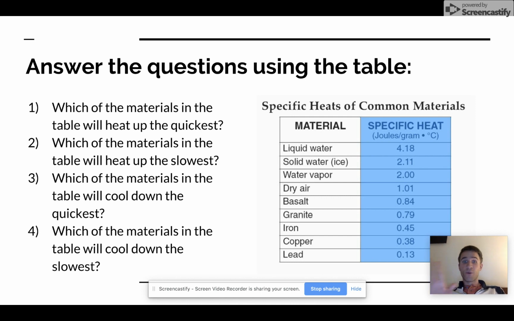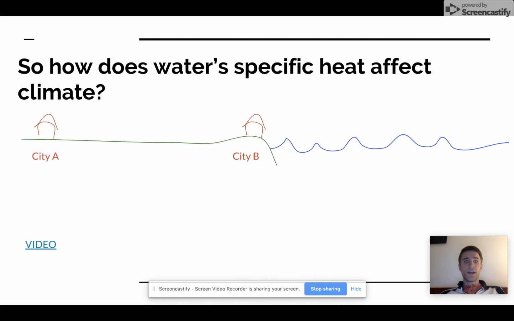So remember, before you pause the video and answer these questions, materials with higher specific heats take longer to heat up. Okay, so pause the video, and with that knowledge, answer these questions. If you feel like you can't answer these questions, look back at your notes, what you just filled in, and you should be able to answer the questions. So pause the video now to answer the questions. Okay, you should be done answering the questions. We're going to move on to the next part.